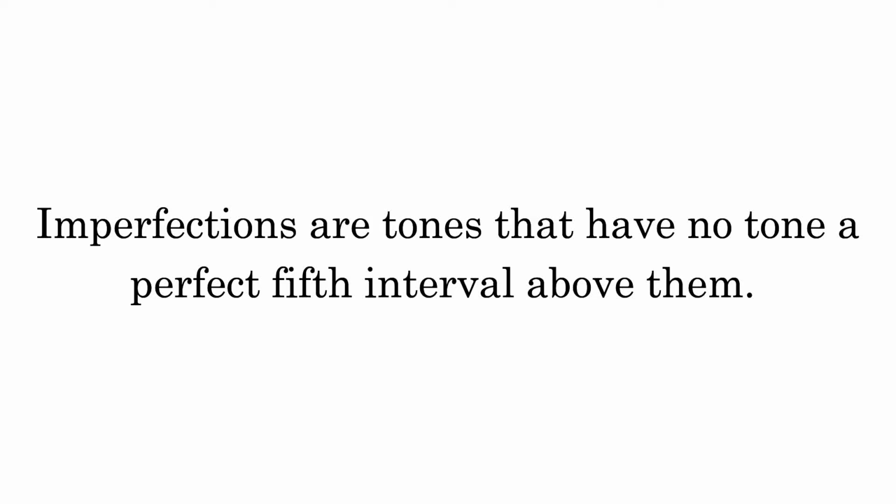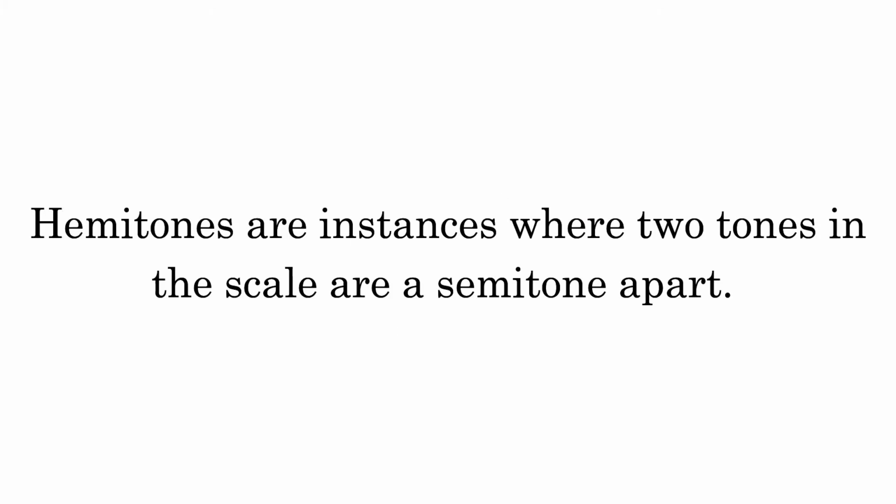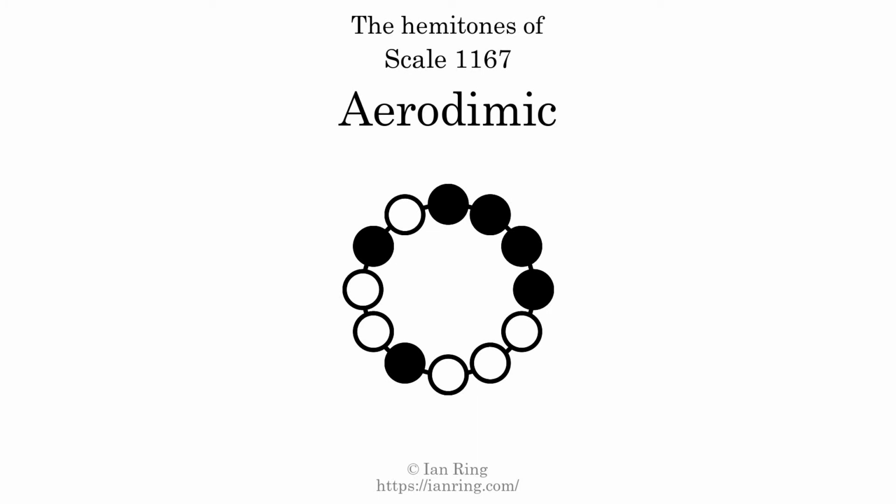Imperfections are tones that have no tone a perfect fifth interval above them. This scale has 3 imperfections. They are at positions here, here, and here. Hemitones are instances where 2 tones in the scale are a semitone apart. This scale has 3 hemitones. They are at positions here, here, and here.